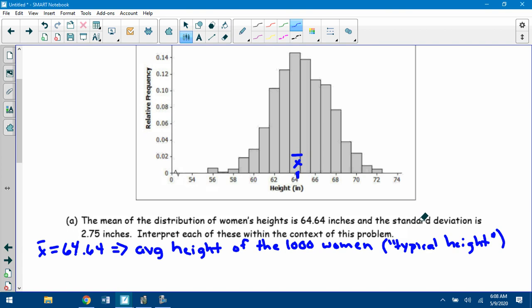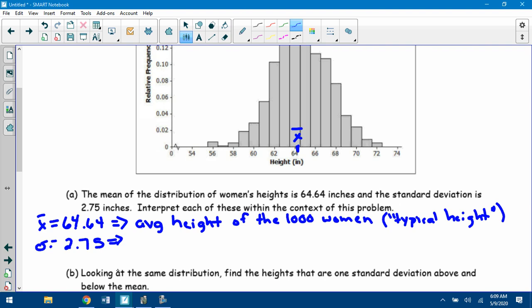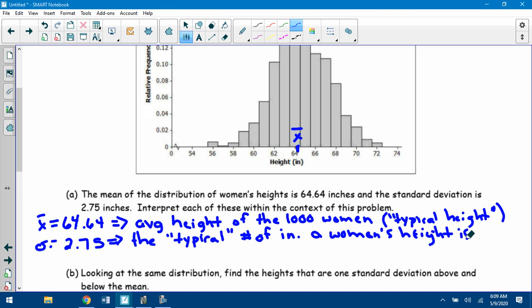A standard deviation we spent some time talking about in the last video, but if the standard deviation is 2.75, what that actually means is it's the typical number of inches that a woman's height is from the mean. Typical number of inches a woman's height is away from the mean.